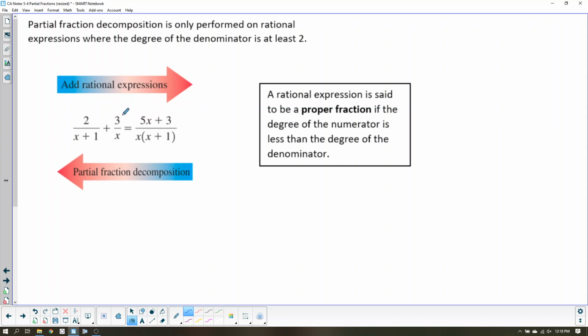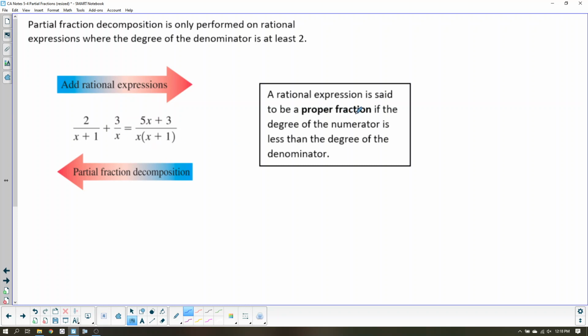This diagram just shows the same thing. When you add rational expressions, that's the opposite of what we're doing. We're doing the partial fraction decomposition, which goes in the reverse direction. And as with many things in math, when you want to do something in reverse, it's going to be trickier. So much more involved, unfortunately, than just adding them together.